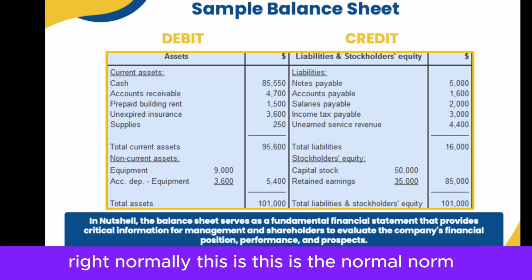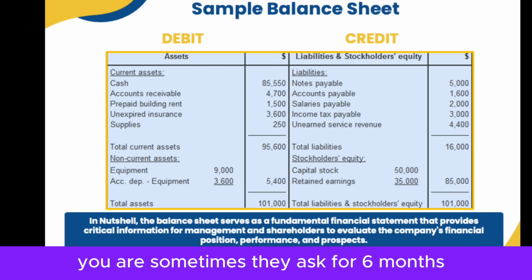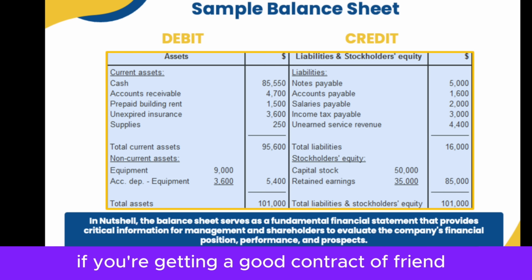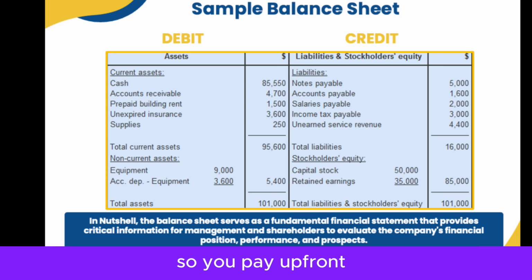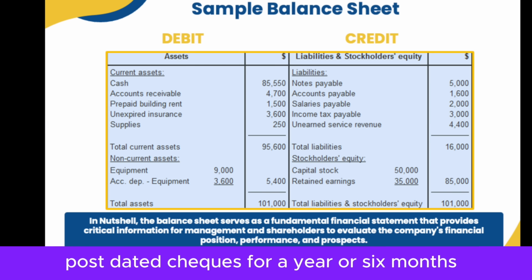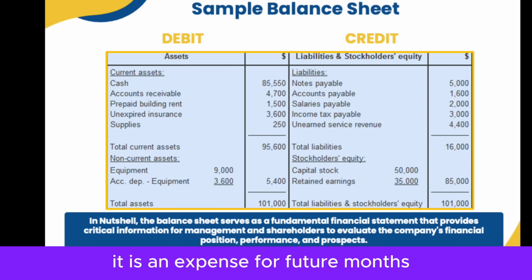Normally this is the norm, depending upon the geographical region you are in. Sometimes they ask for 6 months, sometimes for 1 year. If you're getting a good rent contract, you might as well contract for 1 year. So you pay upfront post-dated checks for a year or 6 months. But that is not an expense for the current month, right? It is an expense for future months.